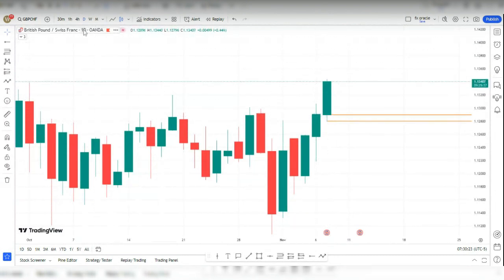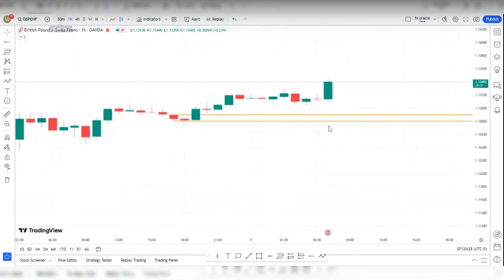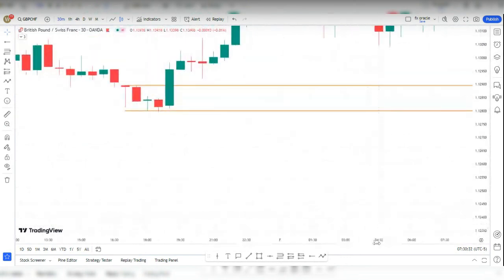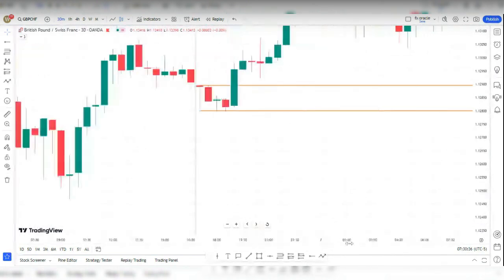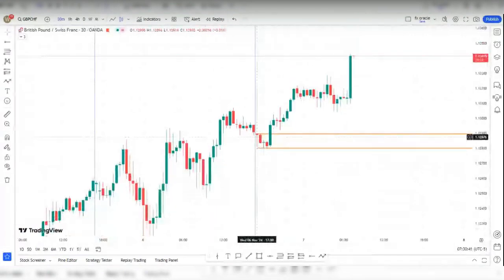You go down to, let's use the 30-minute time frame as an example. Let me put my period separator so that we can know today. And this is today. This is today. So this is the opening price, and this is the low of that candle.